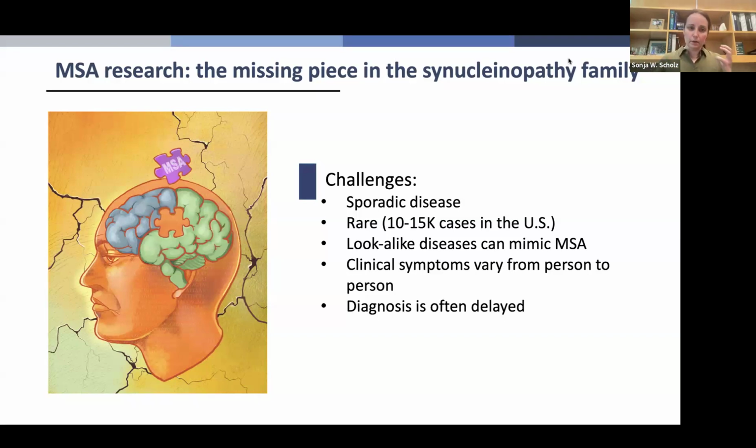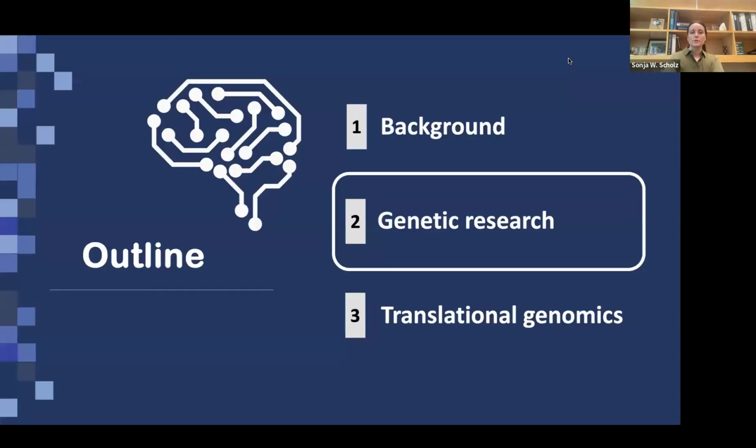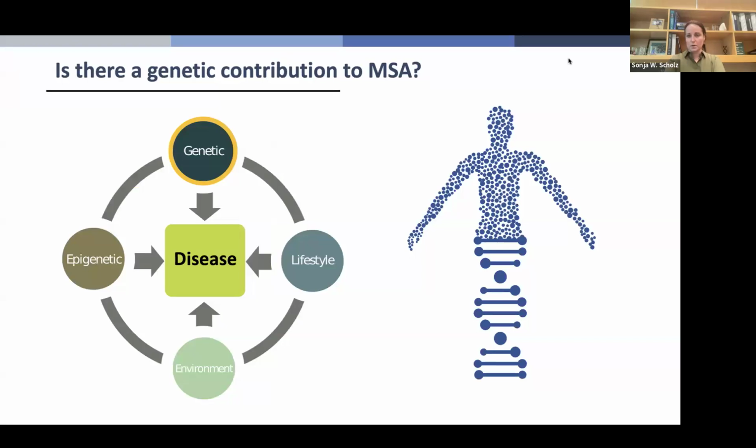So we need to do a better job in really recognizing the patients and working with them early on. And so I'm a geneticist who is studying these neurodegenerative diseases, and I'm going to just highlight how we actually approach these conditions. So then the very first question that I also get from a lot of patients in the clinic is, is genetics actually playing a role?